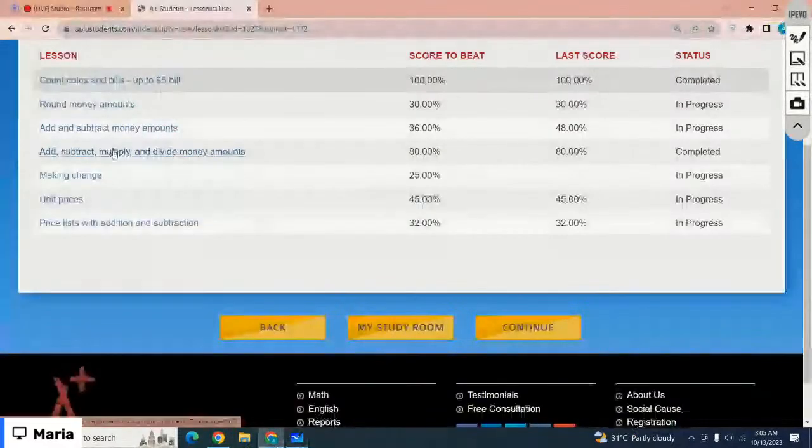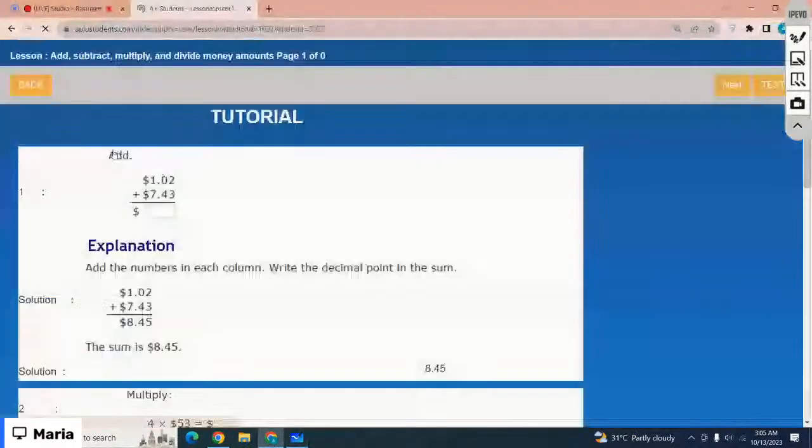So here is the lesson add, subtract, multiply, and divide money amounts. So we're going to learn how we add money amounts, right? Money amounts are in the decimal form, right? So we already know how to add the decimals. So adding money amounts is exactly the same way you add the numbers, right? Because money is also a number. So let's just start with the examples.